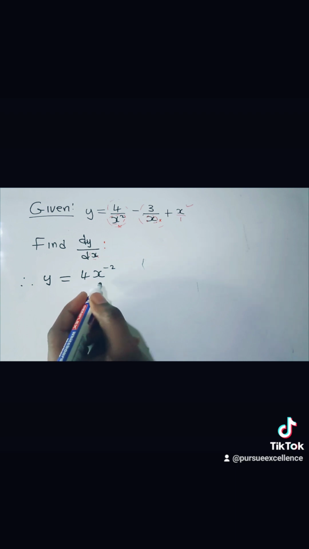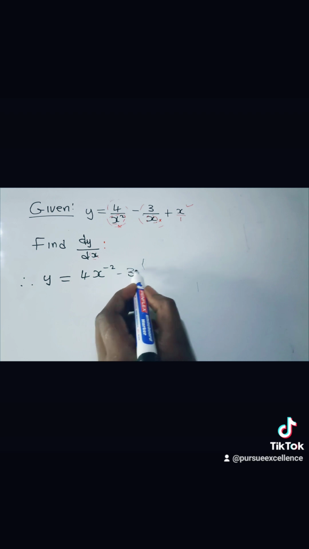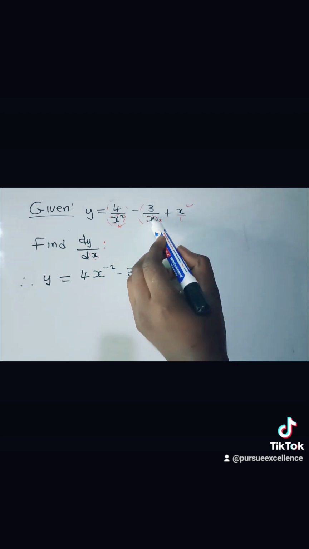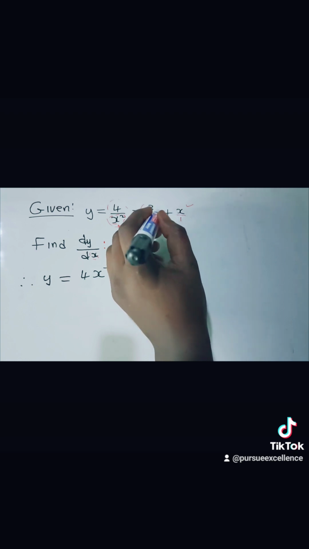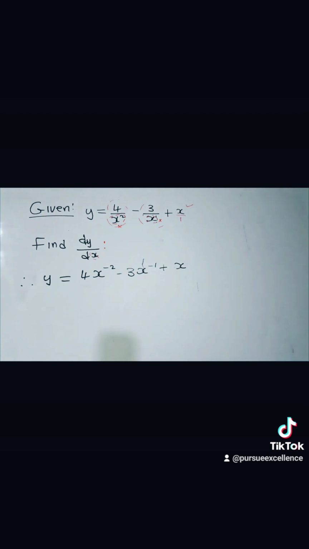This is exactly what we have to do. The same applies here. We're going to have 3x to the power of negative 1, because you know that x has an exponent of 1. I'm going to write this x the way it is here. So there we go.